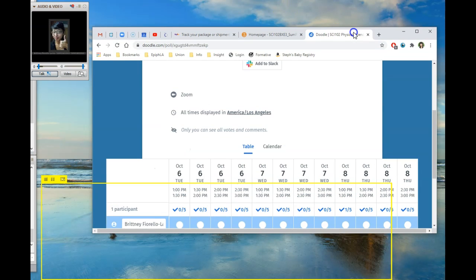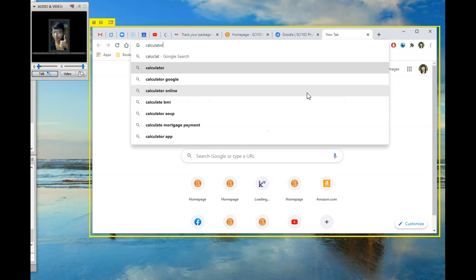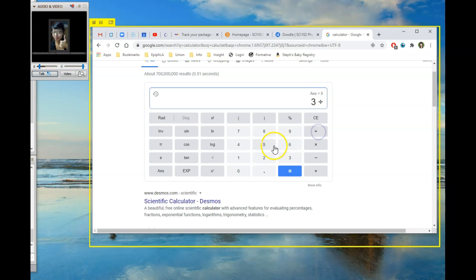Here we go. All right. Looking good. All right, calculator. Calculator. All right, so 3 divided by 5.